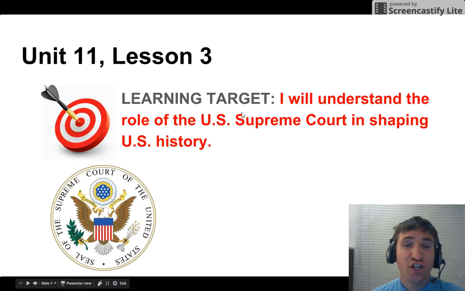First, the learning target. Write this down. I will understand the role of the U.S. Supreme Court in shaping U.S. history. And here is the logo of the most powerful court in the country.